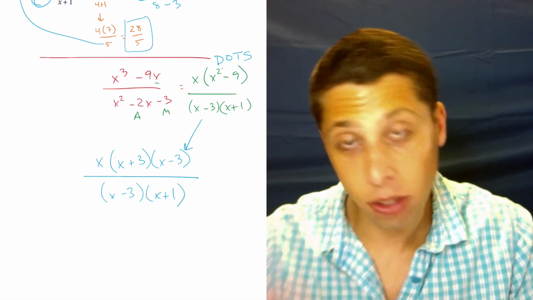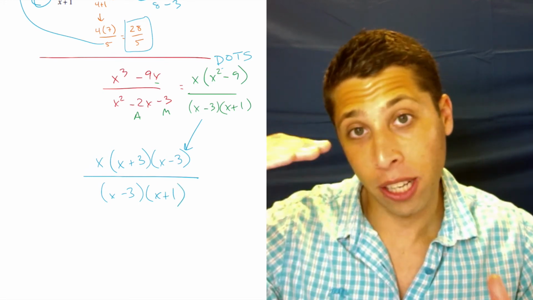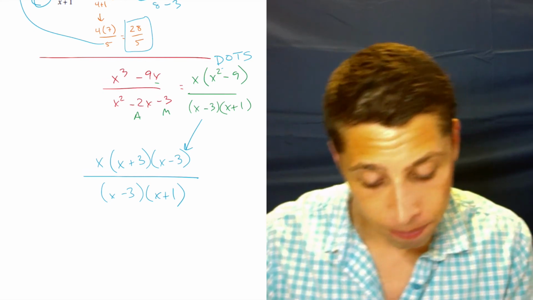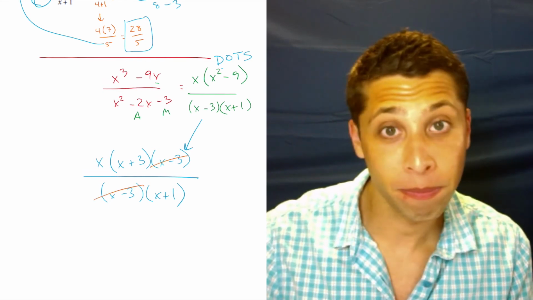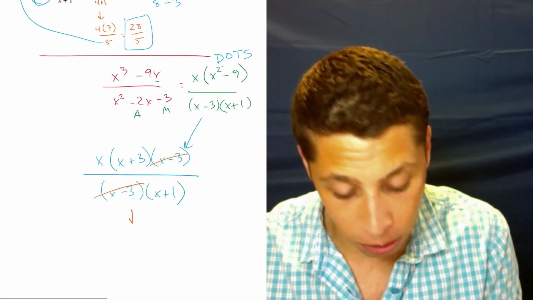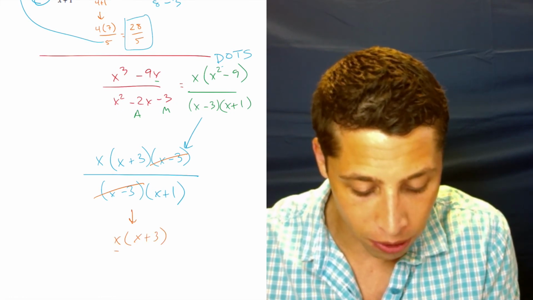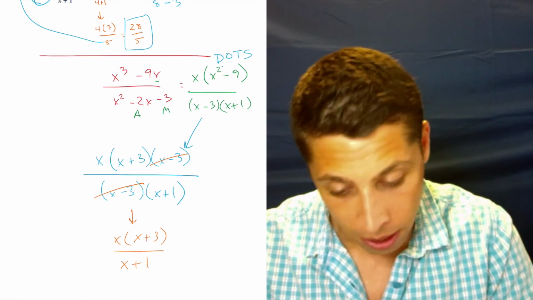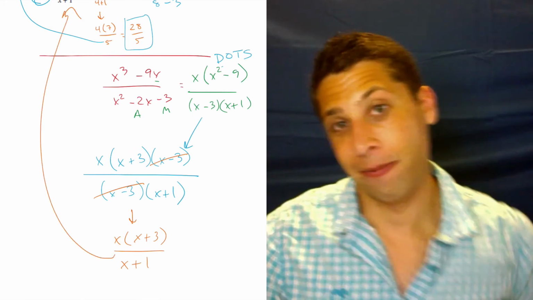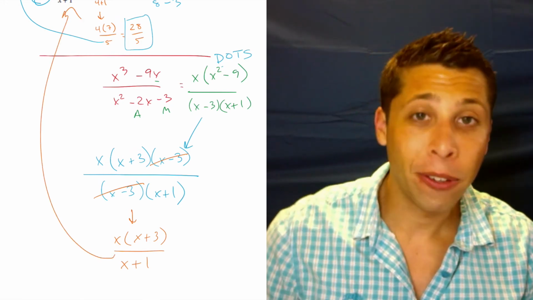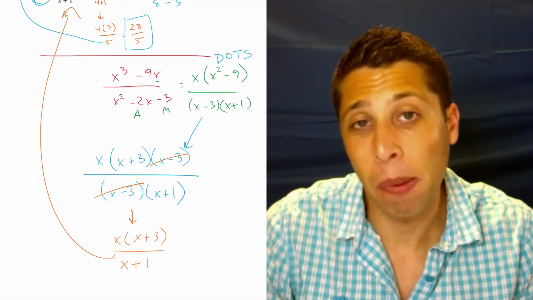And because all these terms are being multiplied, if there's any term that's on the top and on the bottom, it can get crossed out, which leaves us with just the terms that are left. x times x plus 3 over x plus 1, which was my answer. So yeah, if you're really comfortable with factoring, that's probably faster.